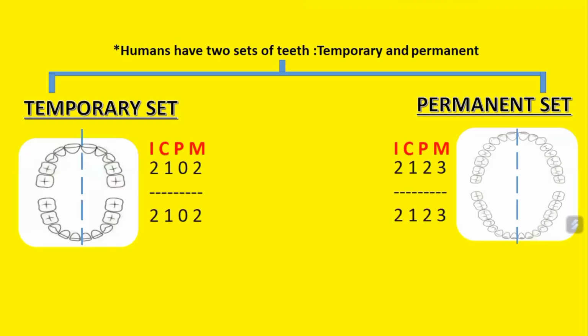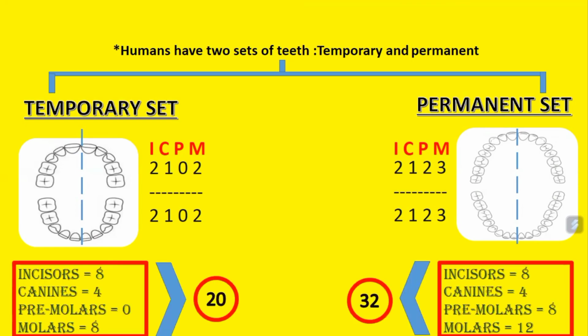Now, let's classify the human set of teeth into two types: temporary set and permanent set. The temporary set has the dental formula of 2102 upon 2102, while the permanent set has the dental formula of 2123 upon 2123. The number of incisors in the temporary set is 8, canines are 4, premolars are 0, and molars are 8, which totals to 20. In the permanent set, the number of incisors is 8, canines 4, premolars 8, molars 12, which totals to 32.